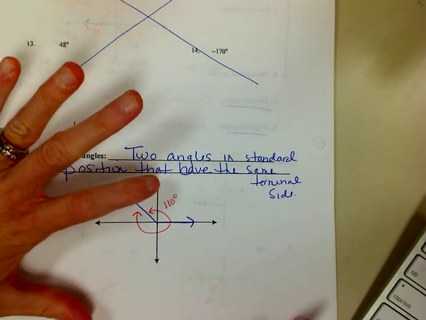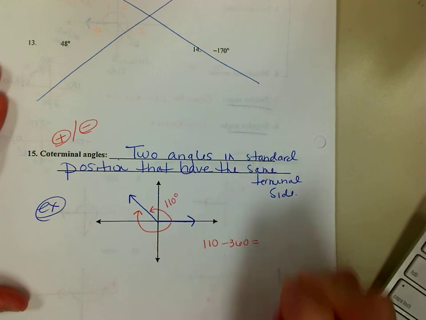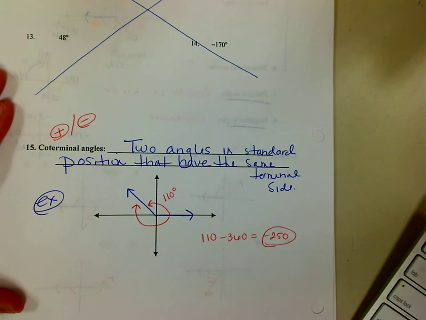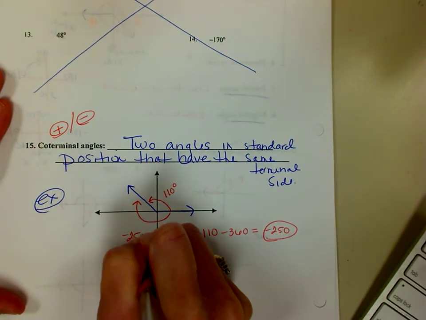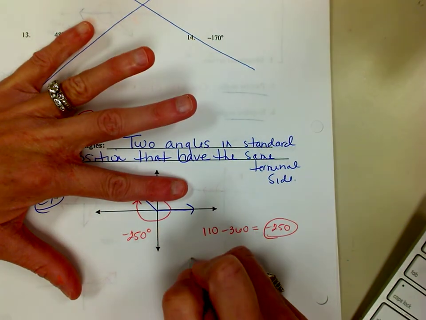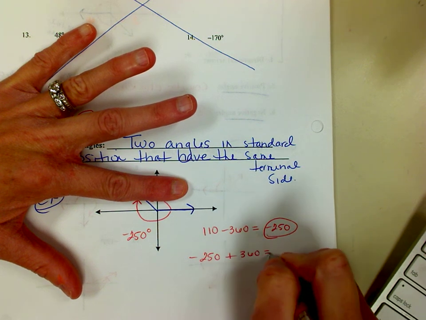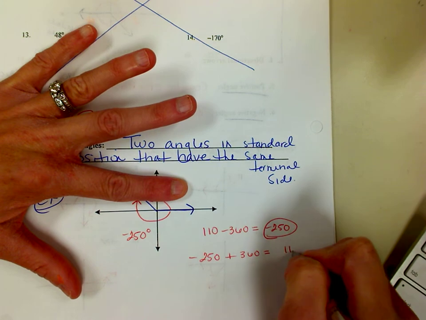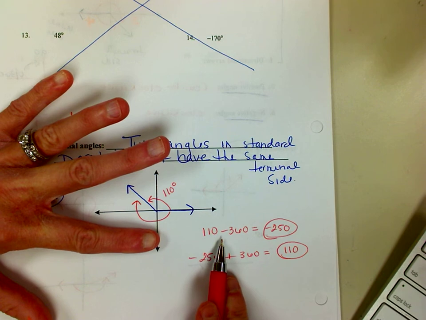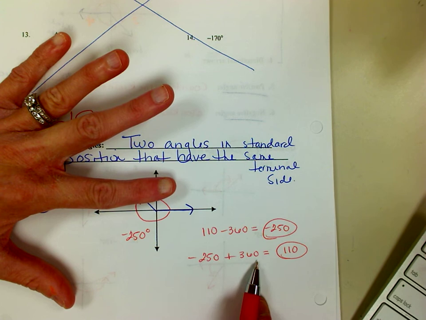So since I'm giving you the positive one, you're going to subtract 360 from it, and that's going to give us negative 250. So this one's negative 250. Now let's say that I didn't give you 110 and I gave you negative 250. What you would do is take negative 250 and add 360. That's going to be 110. So if I give you a positive angle, you subtract 360. If I give you a negative angle, then you add 360. It's kind of like you're doing the opposite.